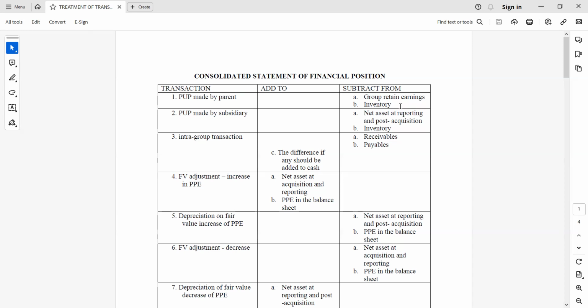If the PUP is made by the subsidiary, in other words, the subsidiary sold goods to the parent, and some of these goods are still in inventory, you calculate the provision for unrealized profit, and in the accounts, it is also going to affect two things. It will affect your net asset at reporting and post-acquisition, and also your inventory. So you subtract the figure from your net asset at reporting and subtract from net asset at post-acquisition. And you also subtract the figure from inventory. So in both instances, PUP, either made by parent or subsidiary, the figure will definitely be subtracted from your inventory. I guess you get this right.